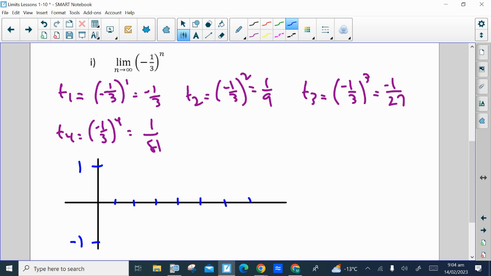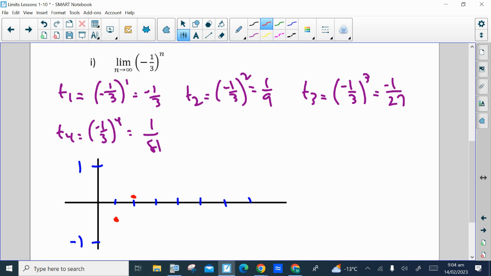So when n is 1, you're going to have negative 1/3. Let me change the color for the graph, which is approximately right there. When n is 2, you're going to have positive 1/9, which is 0.1 repeating. So that's closer to the x-axis than the previous point. Sure, it's on the other side of the x-axis, but it's still closer.